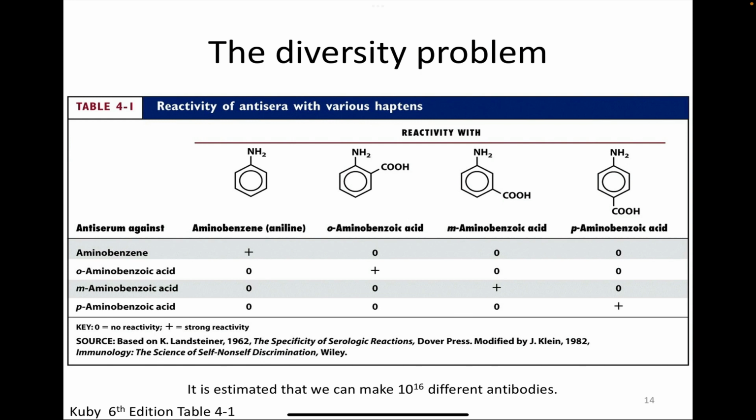That basically means 10 to the 16th different B cell receptors also. Probably even means 10 to the 16th different B cells, based on what I told you about allelic exclusion. Ten to the 16th B cells, not hard. That's fine. I don't care.